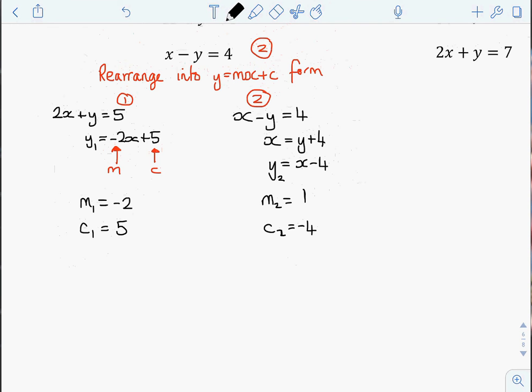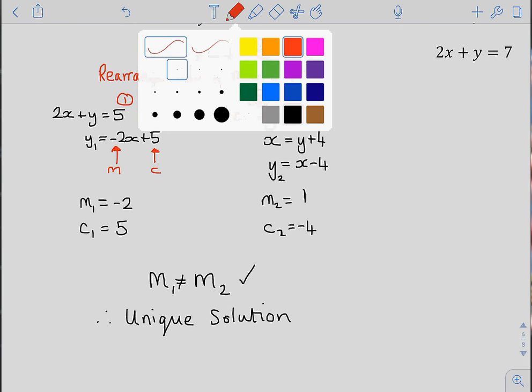For a unique solution, we're interested in M1 and M2. For there to be a unique solution, these two cannot be equal. As this is the case, we can say there is a unique solution. That's all you need to do. Basically, by showing that our gradients are not the same, we can say quite definitively that there is a unique solution.